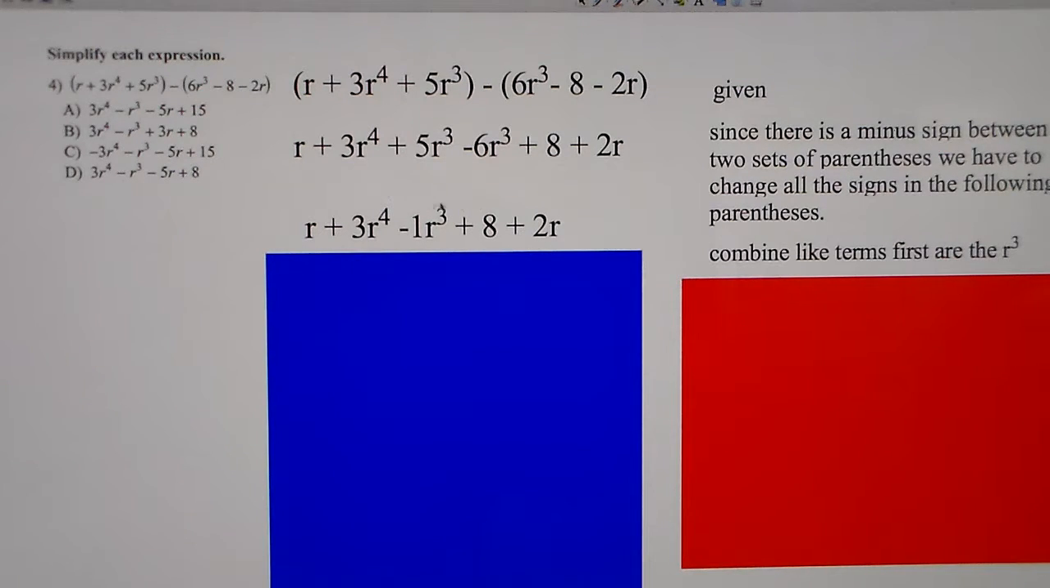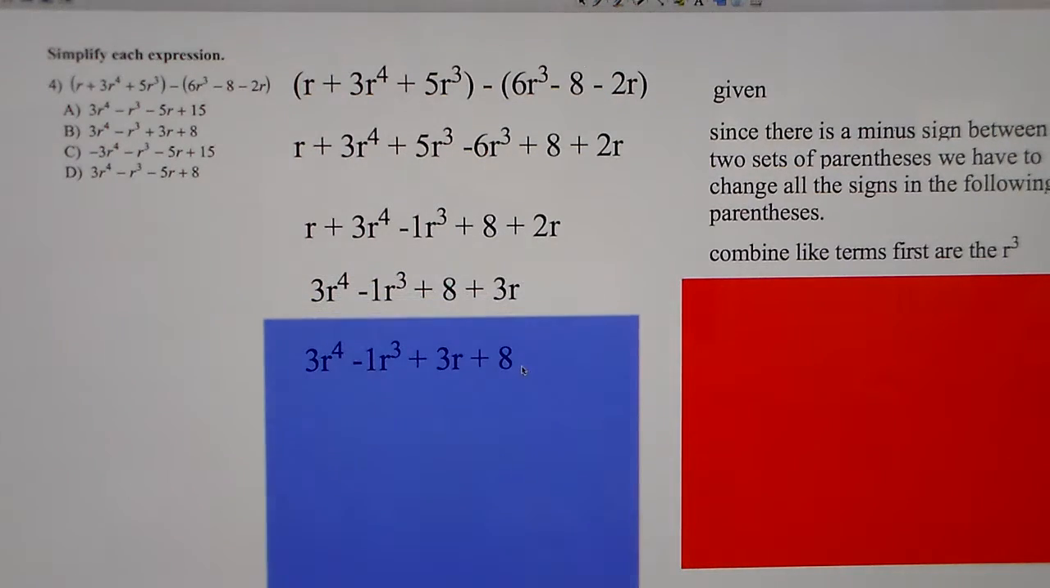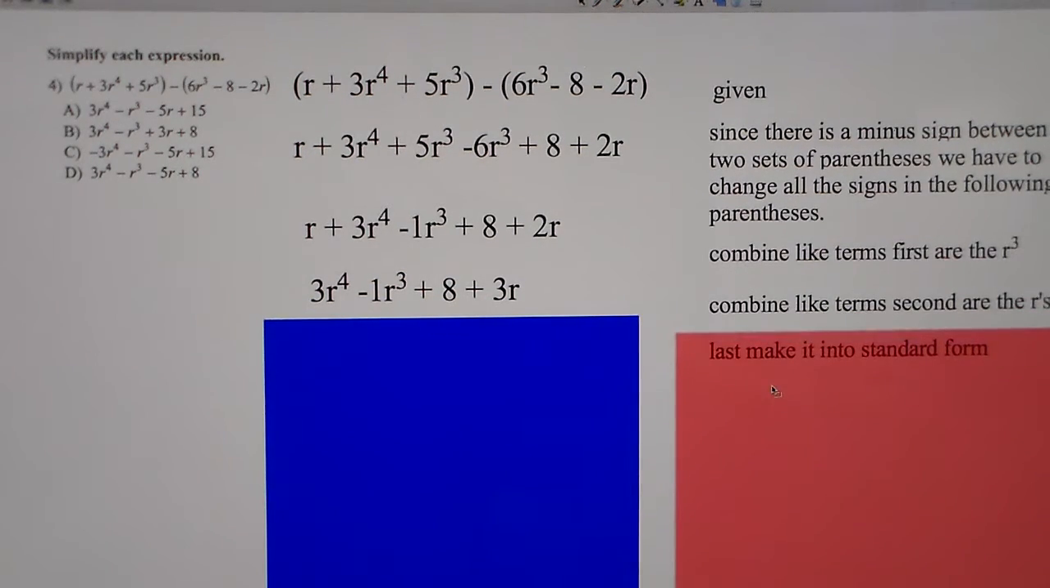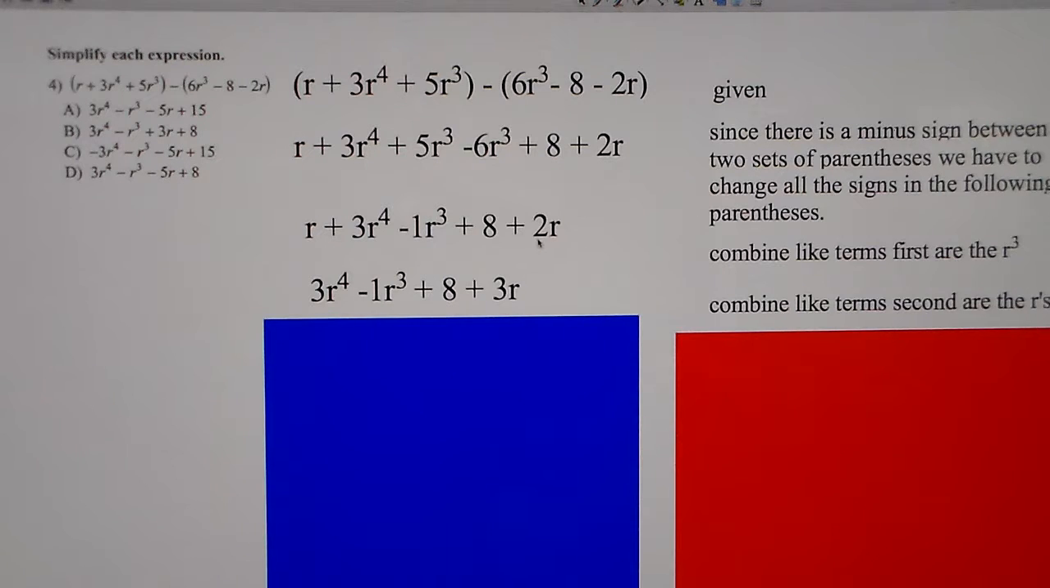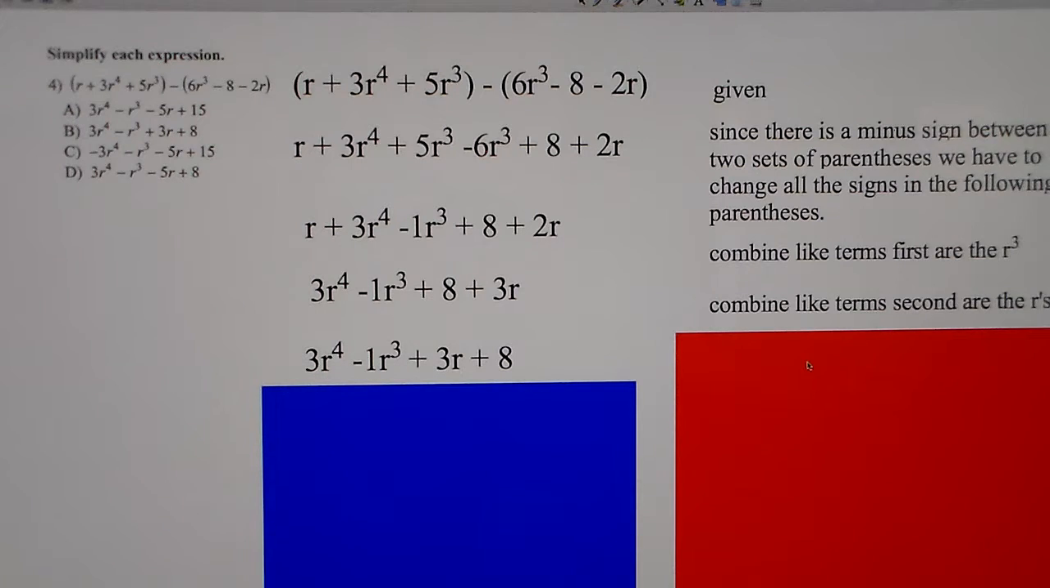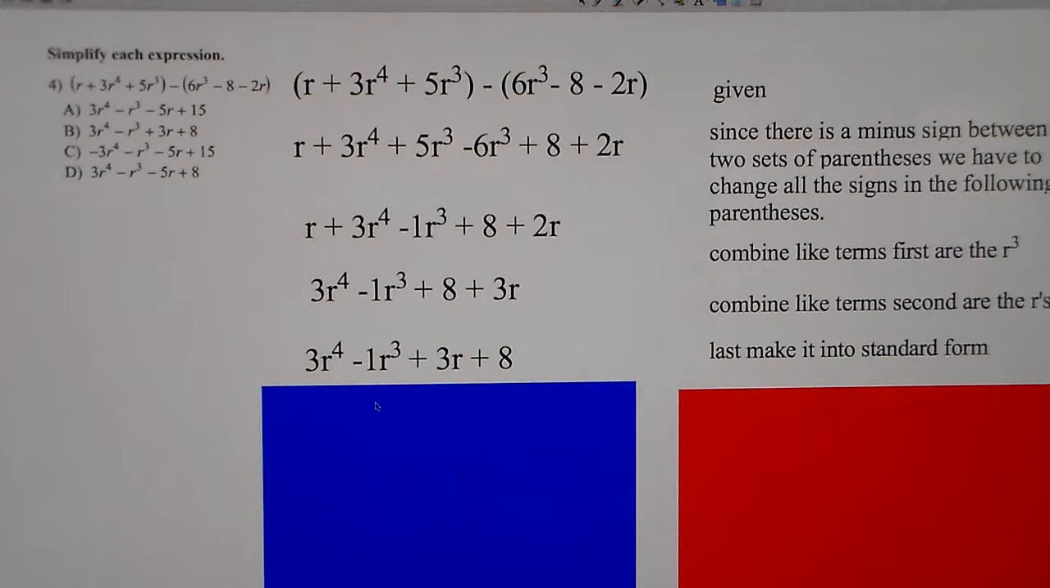Next up we'll take care of the r's. Well, there's 2 r's, pardon me. So plus 2r and 1r gets you 3r. So we combine those r to the first powers. Then we just have to rewrite it into standard form. 3r to the 4th minus 1r to the 3rd plus 3r plus 8. That's our final answer for number 4.